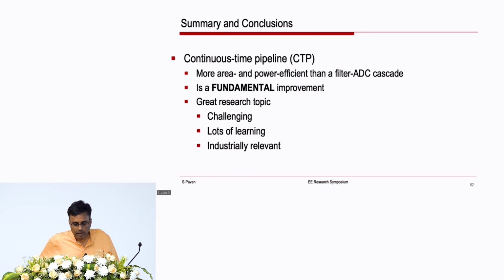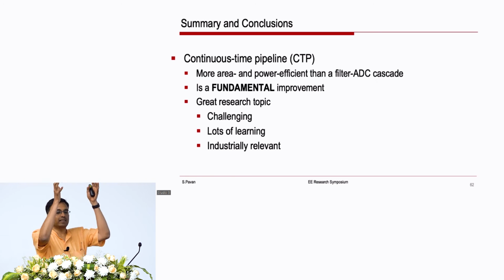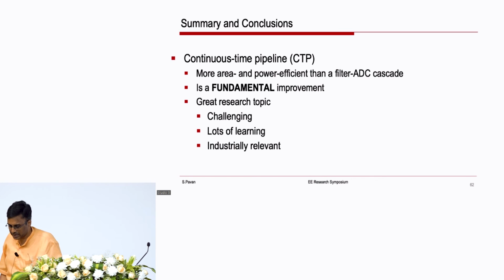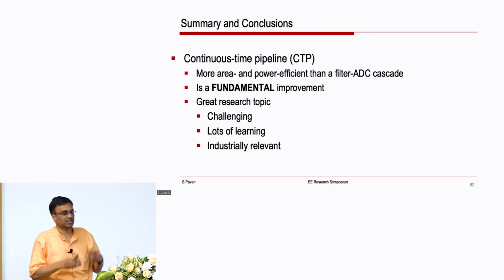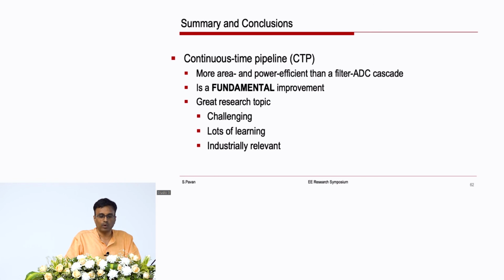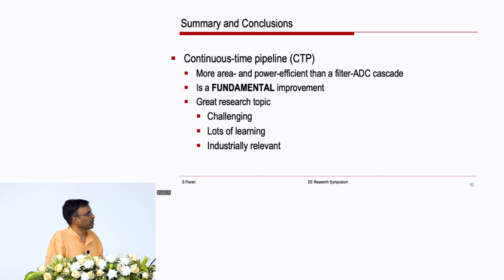So to summarize, the continuous time pipeline is, rather than optimizing the filter separately and the ADC separately, which has been done for many decades, and as far as filters are concerned, it's very hard to get more than half a dB, 1 dB improvement by coming up with something clever, because you're up against thermodynamics. Whereas jointly optimizing the filter and the ADC together leads to orders of magnitude improvement compared to optimizing individual blocks.